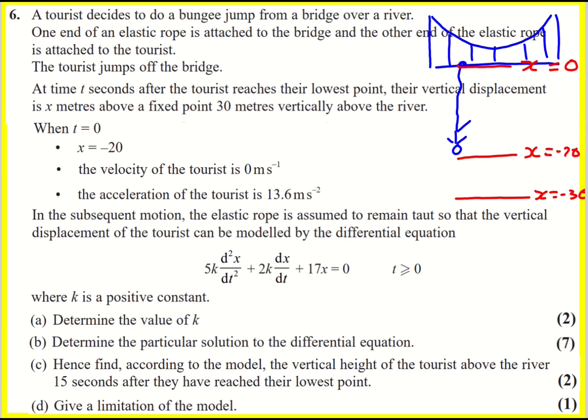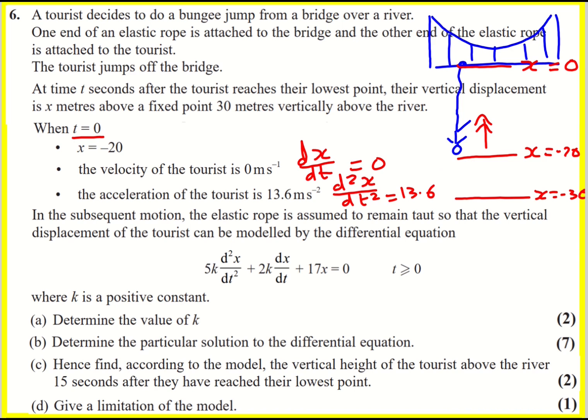When t is 0, x is minus 20, as I already indicated, and the velocity is 0. Now that is going to be the change in displacement with respect to time. So dx by dt is 0 when t is 0. And the acceleration is the second derivative, or the first derivative of the velocity. And that's going to equal 13.6. So there's going to be some tension in the rope. They're going to be accelerating up at that point.